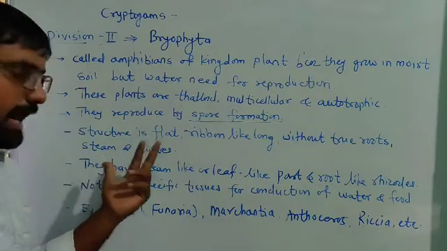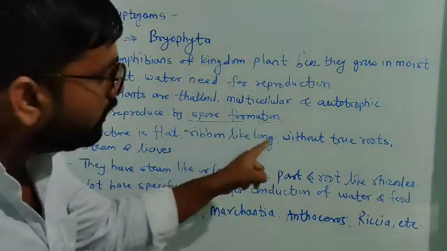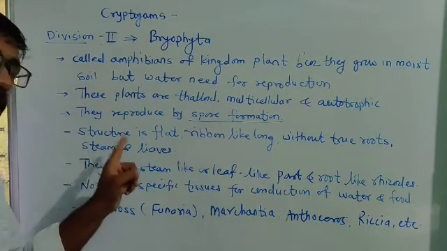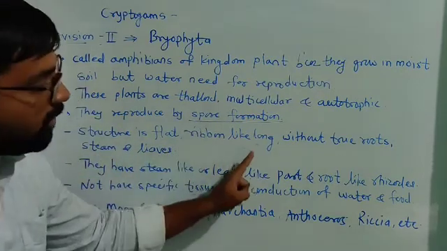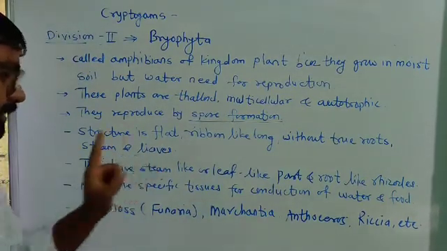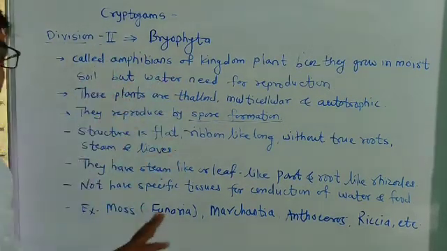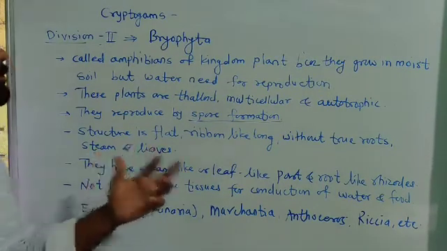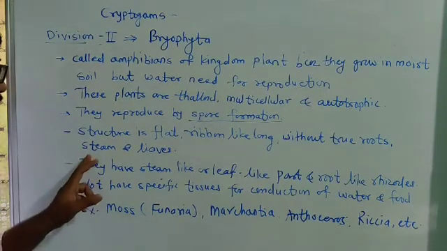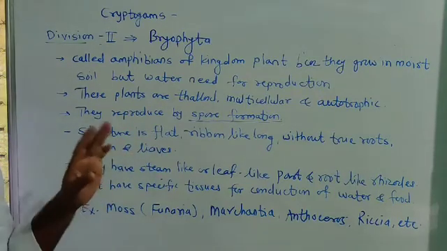Again, their body structure is flat, ribbon-like, long, without true roots, stem and leaves. Again, remember, their body structure is flat, ribbon-like, long, without true roots, leaf and stems. That part also is not developed, meaning these plants are also not well developed. Because true roots, stem and leaves are what? Absent. True stem, leaves and roots are absent. That is why we can say that they are not well developed plants.